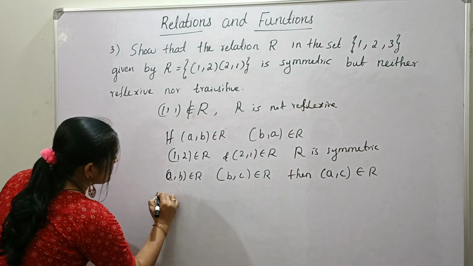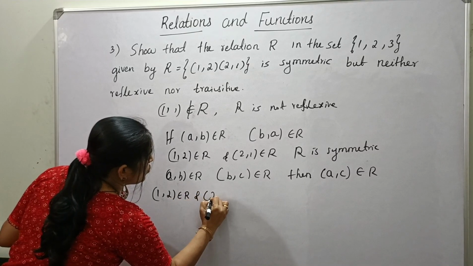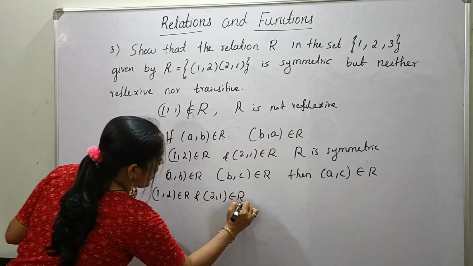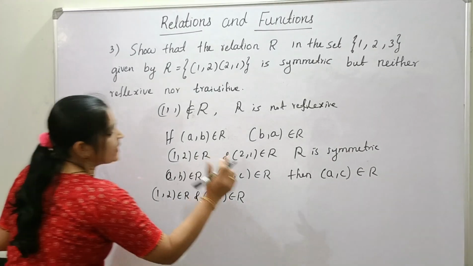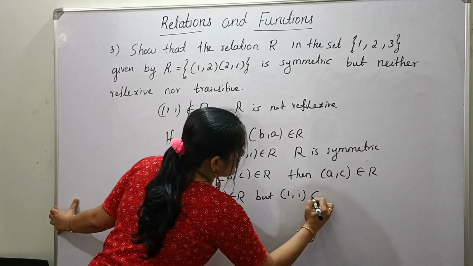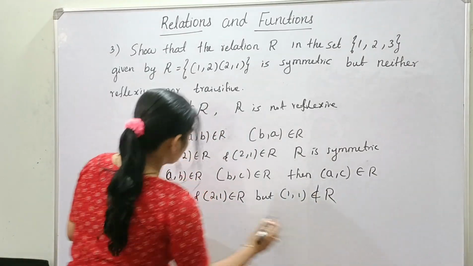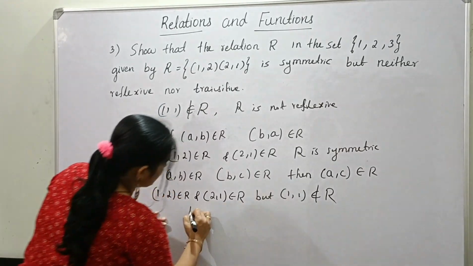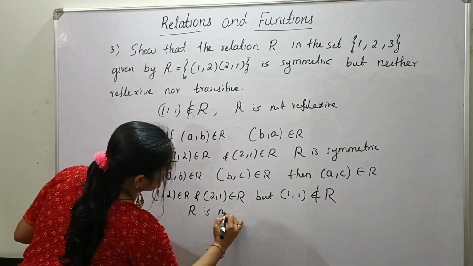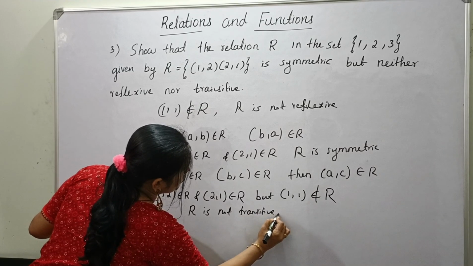Here we can write (1,2) belongs to R and (2,1) belongs to R, but (1,1) does not belong to R. Therefore, R is not transitive.